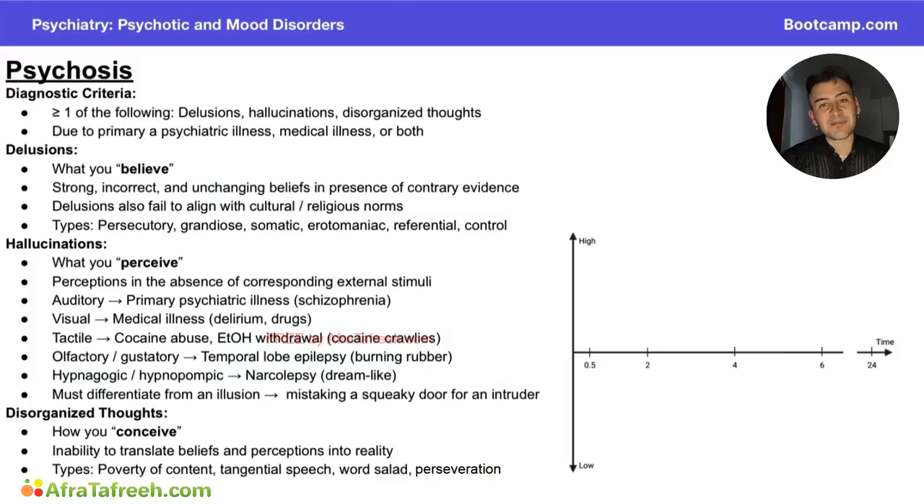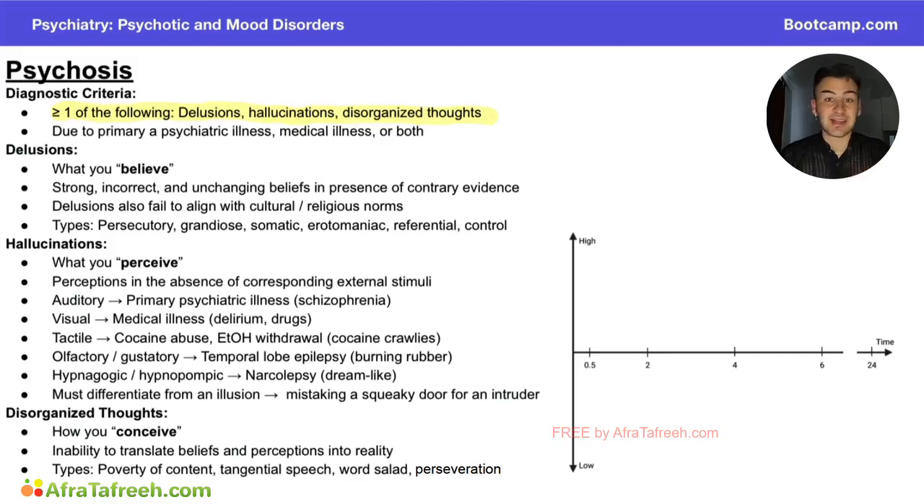All right, guys, let's get busy talking about psychosis. Psychosis is actually a fairly straightforward definition. The definition of psychosis is greater than or equal to one of the following: delusions, hallucinations, or disorganized thought. So any one of those criteria and you qualify as being psychotic. Now, psychosis can happen for a variety of reasons. Traditionally, we associate it with some sort of underlying primary psychiatric diagnosis like schizophrenia. However, it can be due to just about anything.